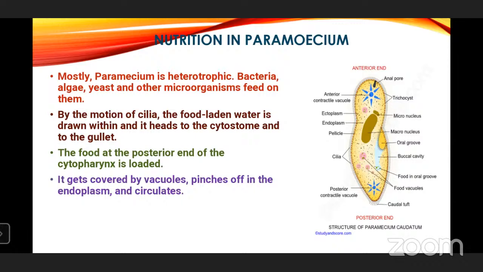So it gets covered by the vacuole, which pinches off in the endoplasm and circulates. Digestive enzymes found in food vacuoles function upon the food. Yes, this is also complete.